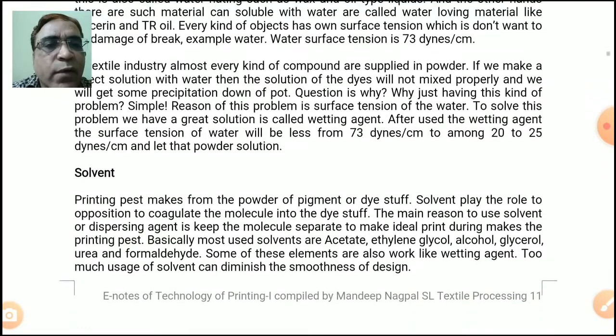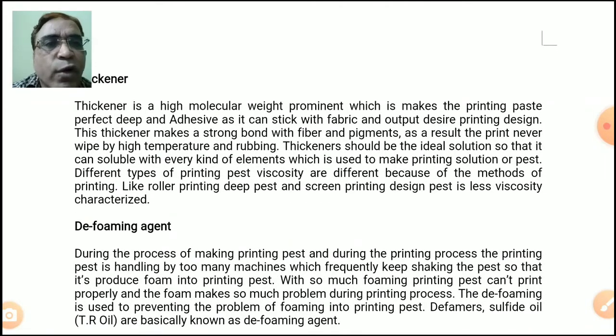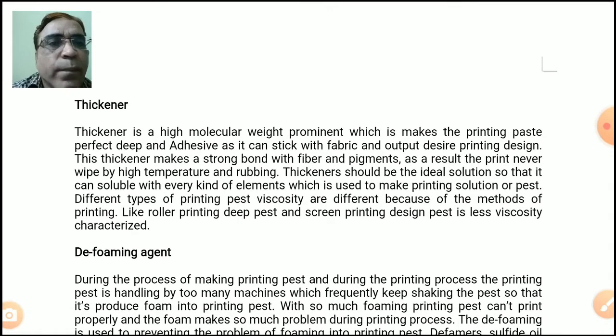The next important ingredient we'll be discussing is the thickener. Thickener is a very important ingredient of the printing paste. We start with a thickener powder, and from that thickener powder we make a thickening paste which provides the base for the printing paste. Thickeners are the chemicals which provide viscosity to the dye solution. As we know, for dyeing we use dye solutions, and for printing we use the printing paste which has higher viscosity.